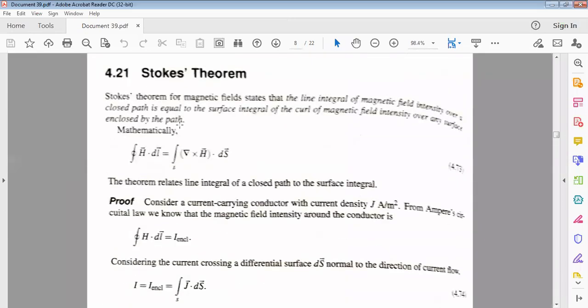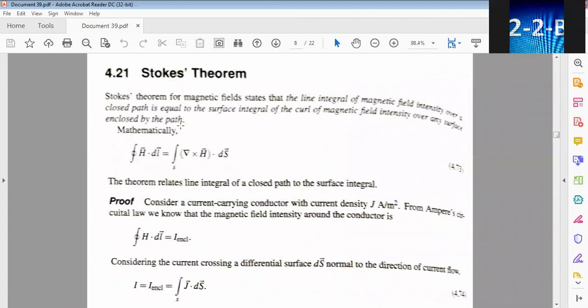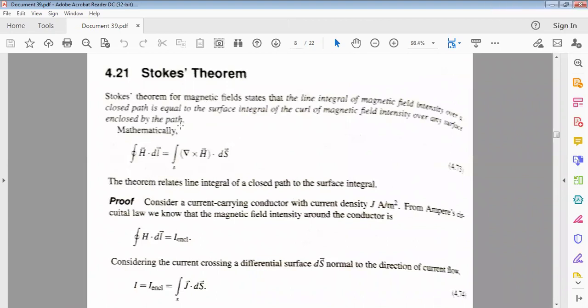Next, Stokes theorem. What is the divergence theorem and what is the Stokes theorem? What is the difference between the divergence and Stokes theorems? The divergence theorem converts surface to volume and volume to surface, whereas the Stokes theorem is used to convert line to surface. Line to surface. That is the difference.